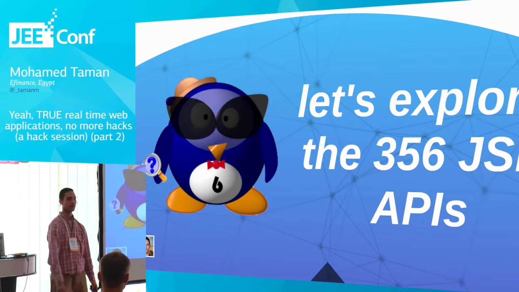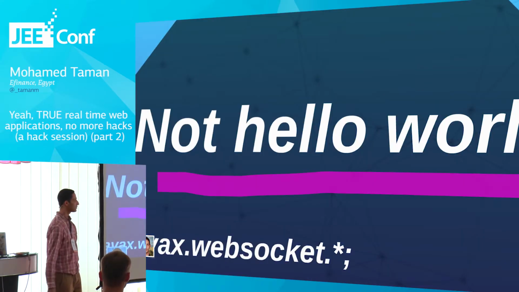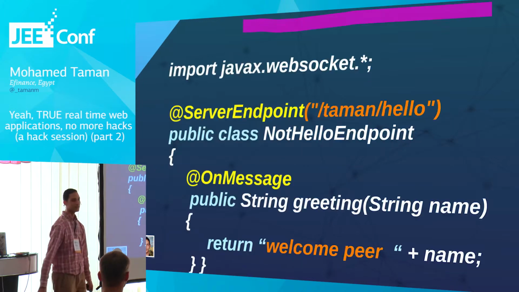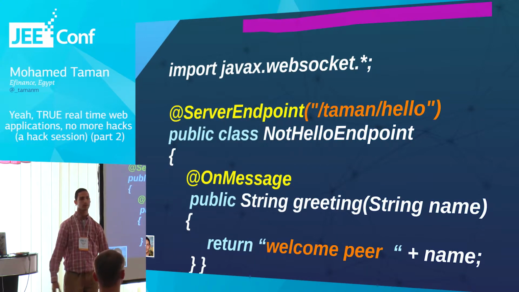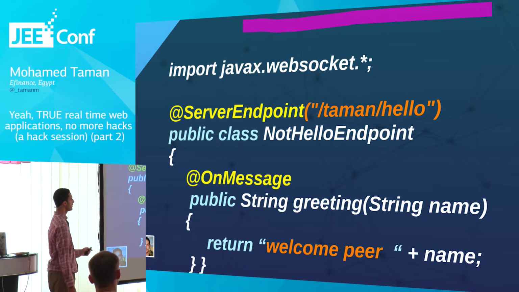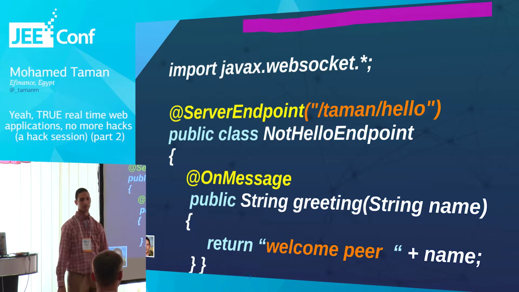Let's explore the API. Okay, not hello world. This is a very, very simple endpoint interface. You just have your class, annotated with @ServerEndpoint. This is the URL that you would like to connect to. And the most important one is onMessage, which is mandatory. You can't deploy your WebSocket without this method. All the others, onClose, onError, onOpen, are optional methods.